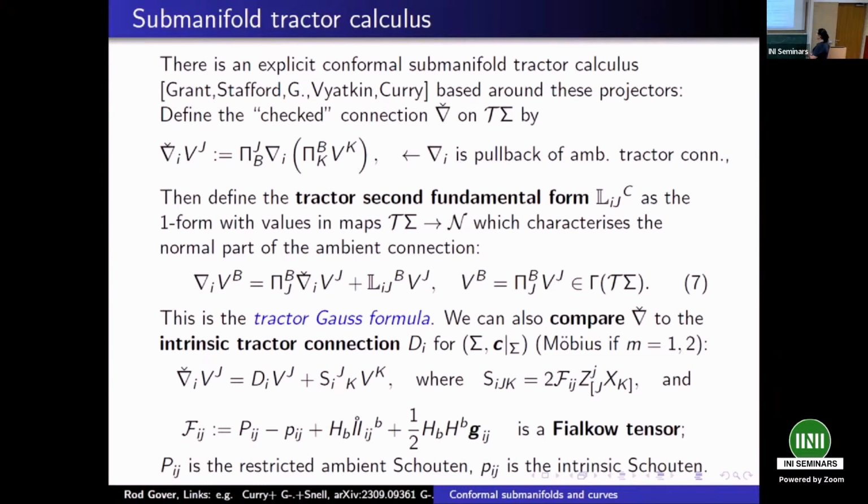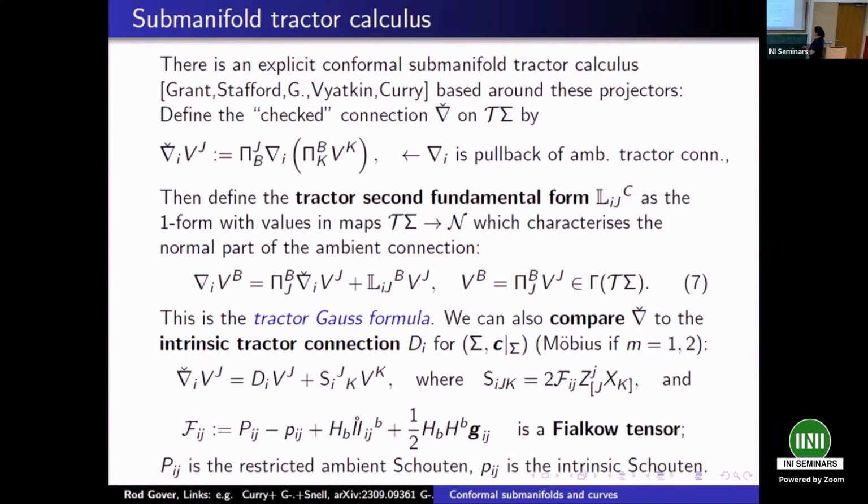So that gives you a connection on the tangent tractor bundle to your submanifold. And then that differs from the ambient connection because it was projected in by a normal part. And that's how you define the tractor second fundamental form. So it's analogous to the way the second fundamental form is defined in Riemannian geometry. So you take a tangential tractor, living in that bundle, differentiate it with the ambient tractor connection, then here's the checked one, and then the difference is this thing here. And then this gives the tractor Gauss formula.